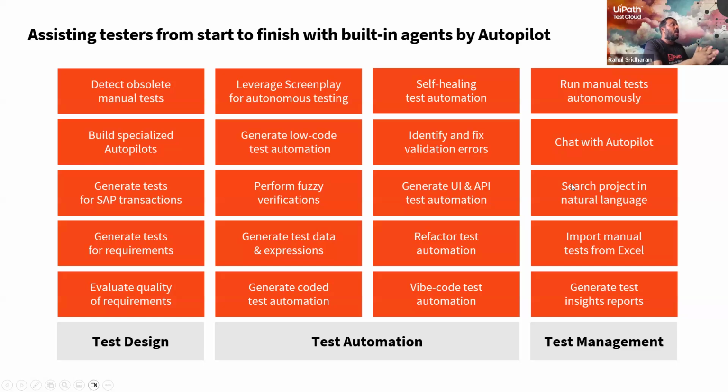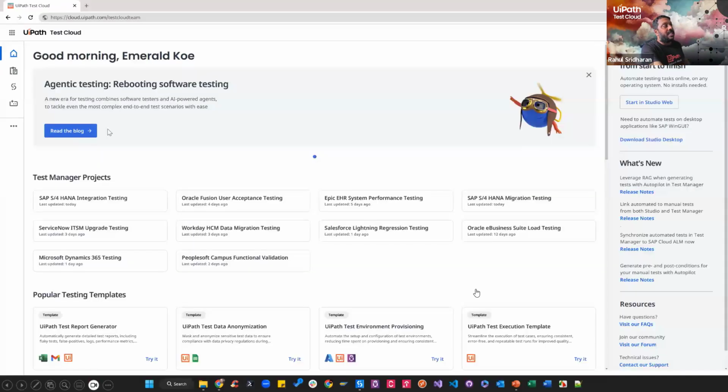And we are going to look at some of these agents today. All of these are out-of-the-box agents, available out of the box in the UiPath Test Cloud environment, so you can just take them and use them. There is no need for you to build them or customize them, okay? And we're going to look at some of these examples today.